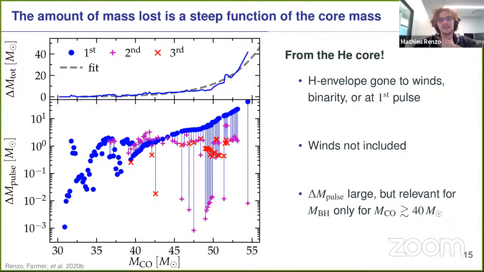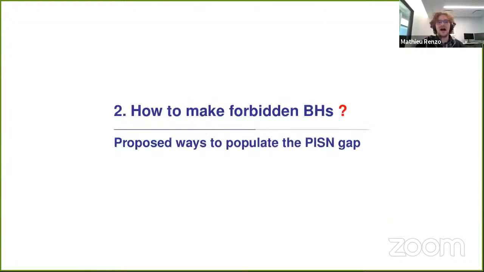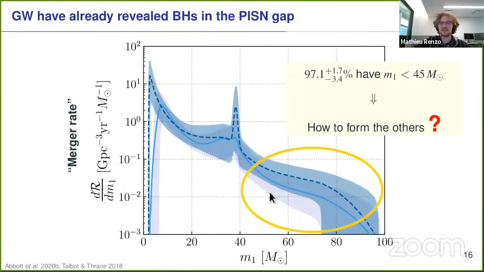But in the interest of time, I would like also to move on to discussing how do we make these forbidden black holes. There should be a gap. Stellar theory predicts a gap between, say, 50 and 130 solar masses, but LIGO has detected black holes in that mass range. And in particular, this whole tail that extends all the way to almost 100 solar masses should not exist if you take stellar theory at face value. And so the question becomes, how do we form these black holes?